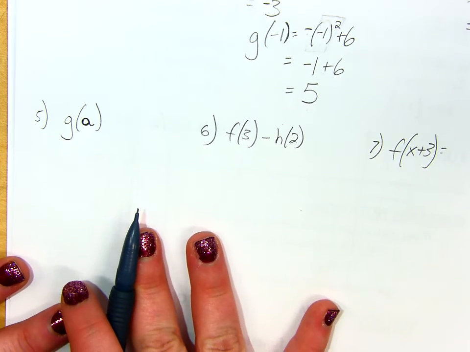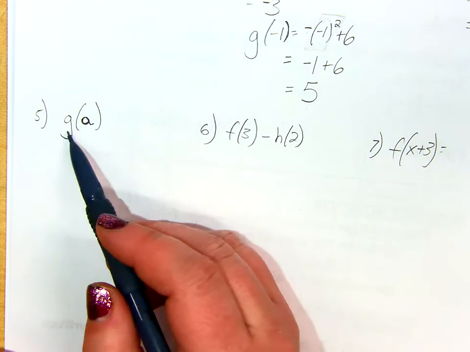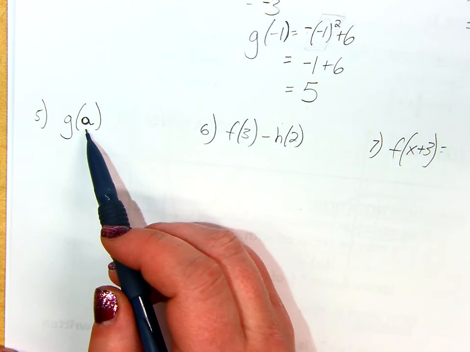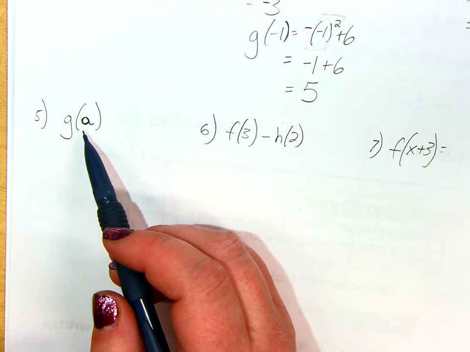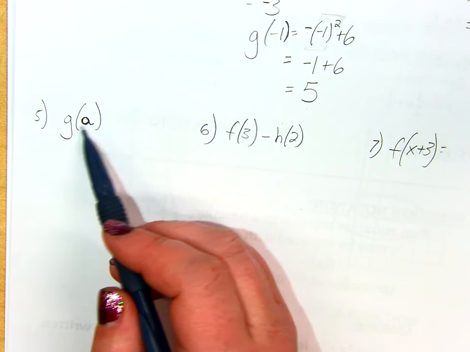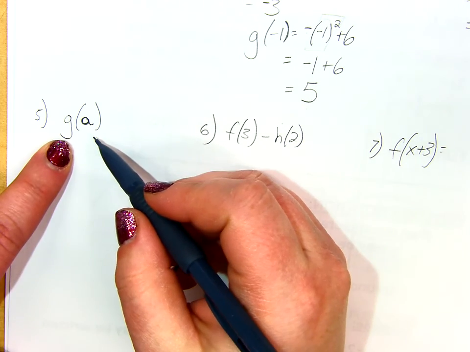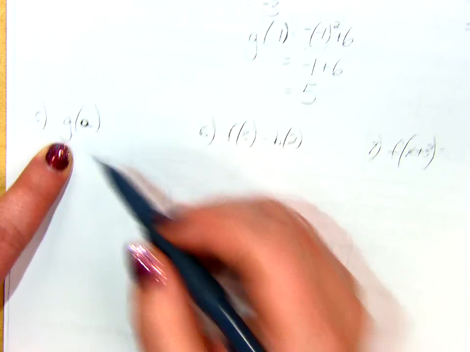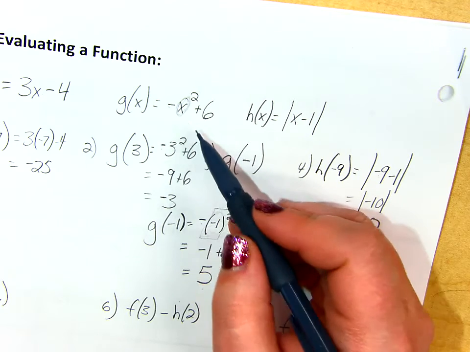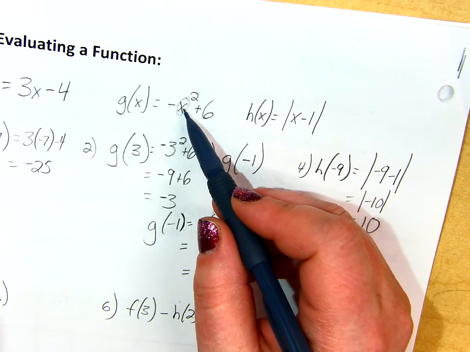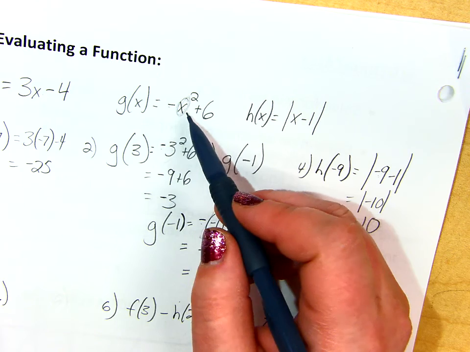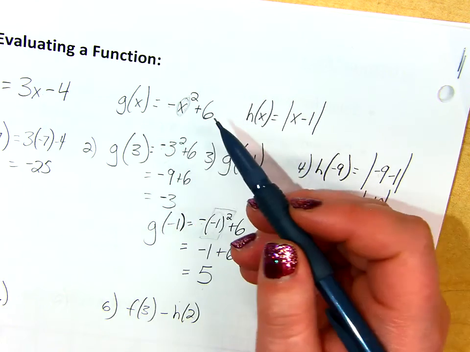Okay, so this first one, it's not even a number in there. Guess what? It doesn't matter. You're still going to operate the same way. Whatever's inside that parenthesis, you're just going to take that and put it in place of x in that function, whether it's a number or not. In this case, it's g of a. So I'm going to go to my g function, and instead of having an x, I'm going to put whatever is inside the parenthesis in its place. In this case, it's just an a.